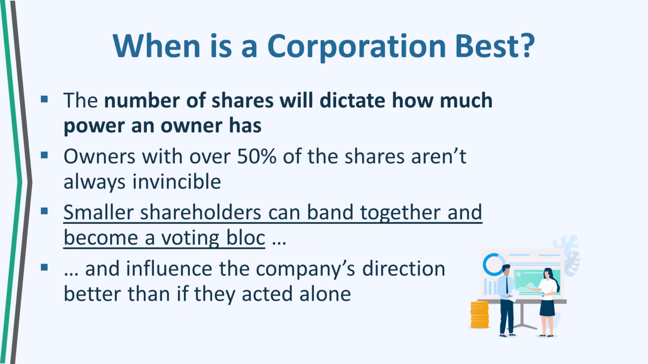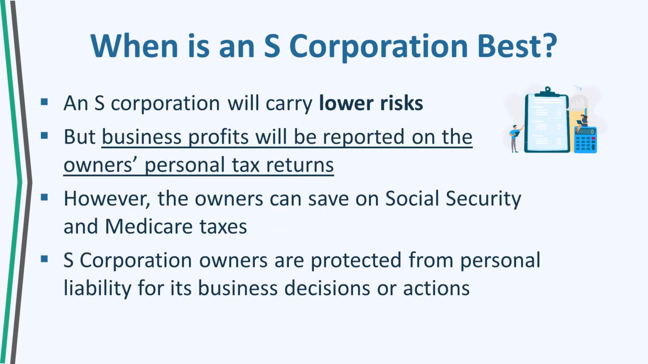Smaller shareholders can band together and become a voting bloc and influence the company's direction better than if they acted alone. An S corporation will carry lower risks, but business profits will be reported on the owner's personal tax returns. However, the owners can save on Social Security and Medicare taxes. S corporation owners are protected from personal liability for its business decisions or actions.